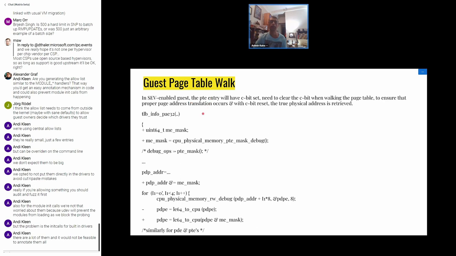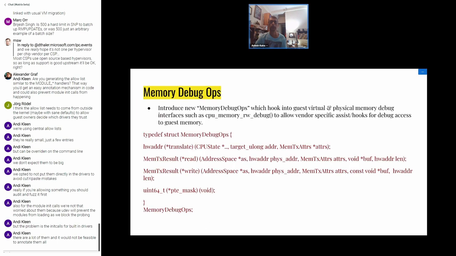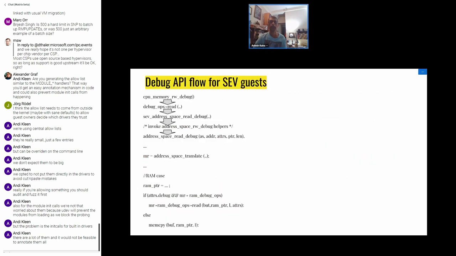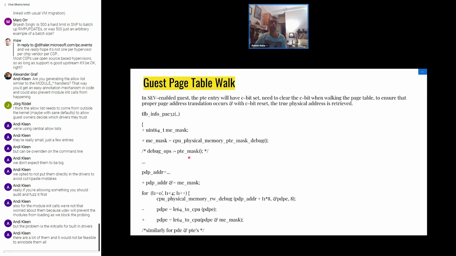For the guest page table walk, again, there are specific hooks needed, because you are going to read the page table entry, and you will have the CBIT set in case of the SEV guest. So we basically have to mask that CBIT to get the true physical address. And we again go through the debug ops. This is the PTE mask callback, which we had just seen earlier. So this gets the right CBIT position in case of SEV guests, and then the mask is applied accordingly. Similarly, the page table walk continues for PDs and PTs.